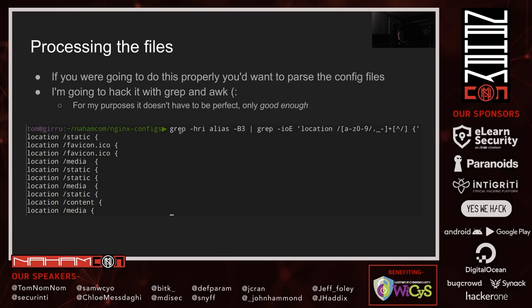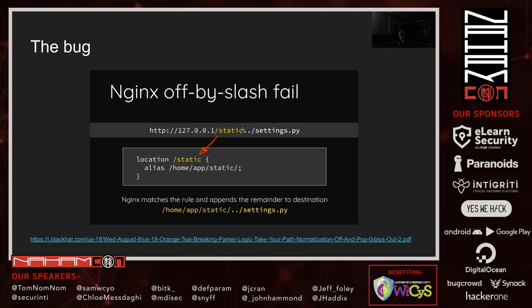So here I'm using grep with H to suppress the file name in the output, R to look recursively and I to look case insensitively for the word alias in this nginx configs directory where we stored all of the files that we fetched. And I'm using a relatively uncommon flag for grep here, which is the big B3, which means provide 3 lines of context before the result. So my guess basically is that it's going to look something like this.